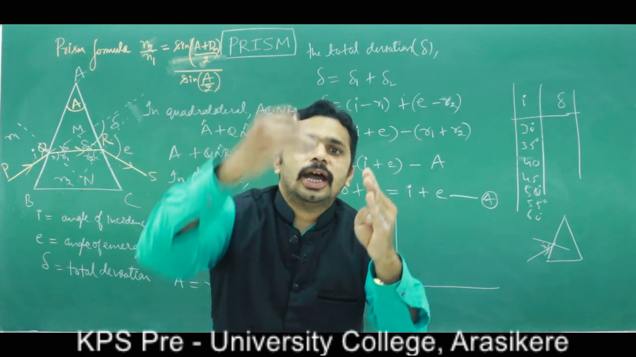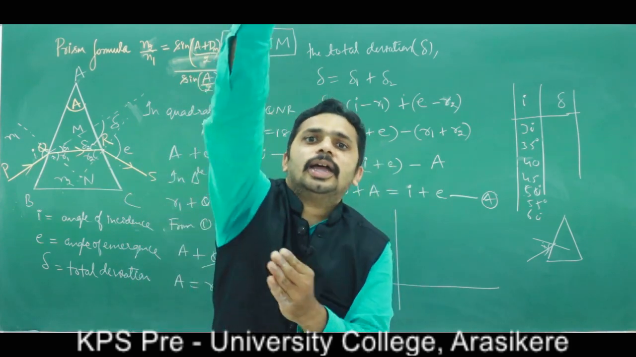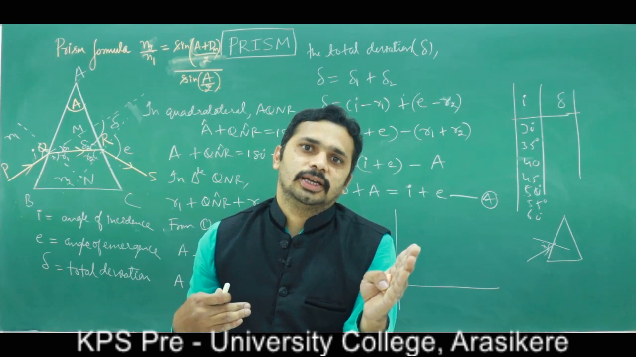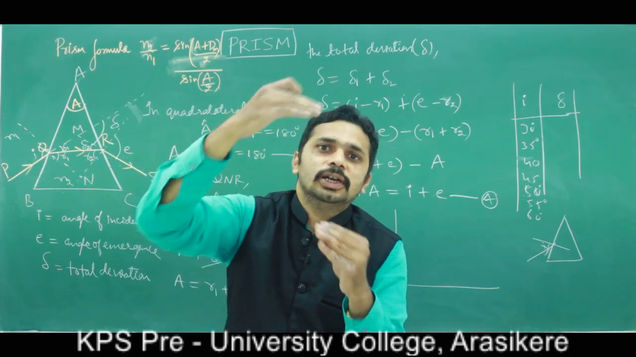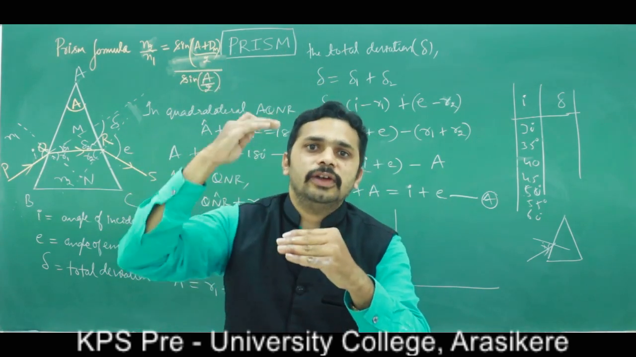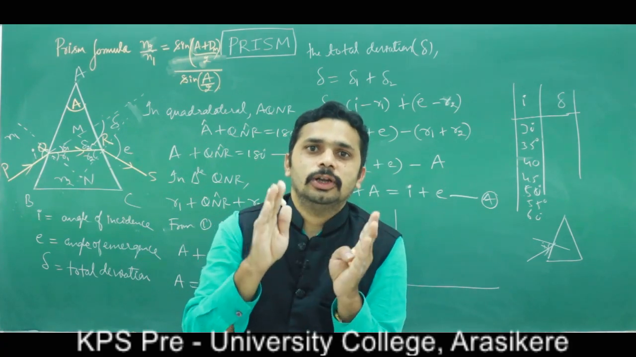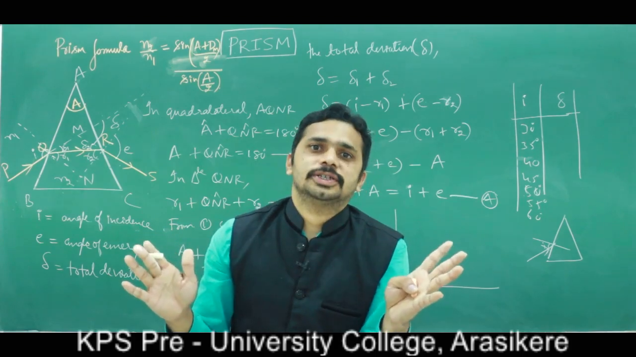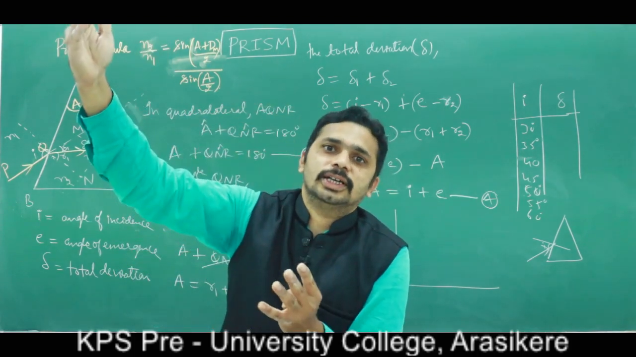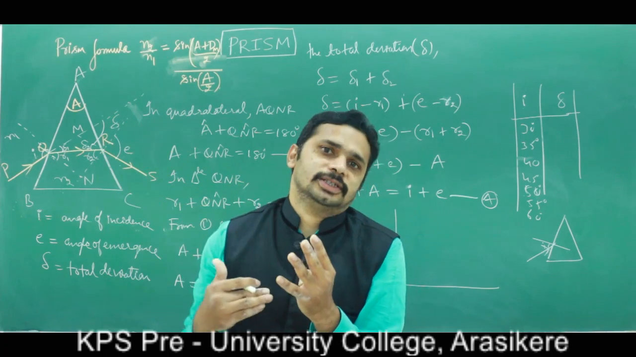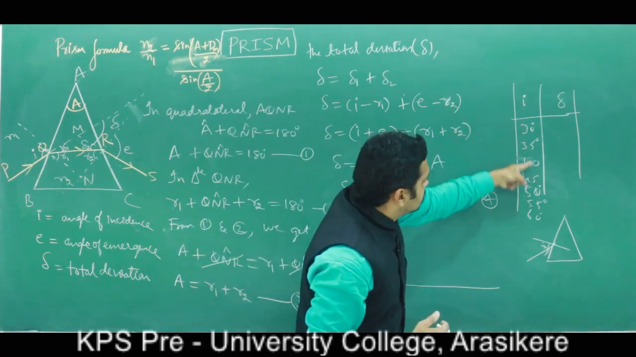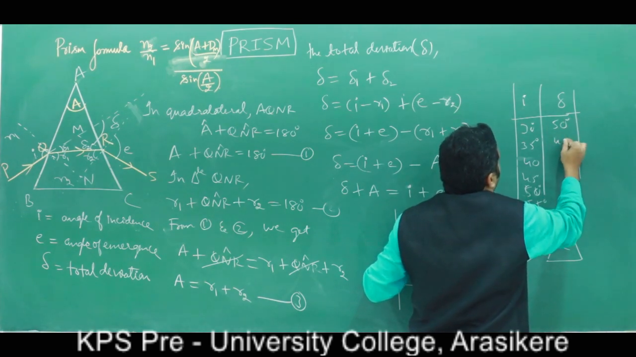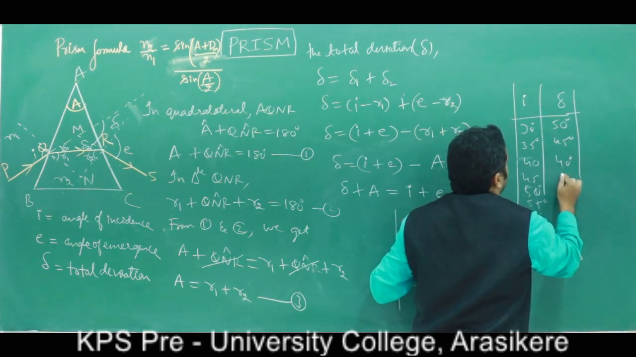First you increase the angle of incidence. By increasing the angle of incidence, the angle of deviation first decreases. Afterwards, as you increase the angle of incidence, the deviation is minimum. For every prism, at one position the deviation is minimum. This is what we call the angle of minimum deviation. After that, by increasing the angle of incidence, the deviation increases.